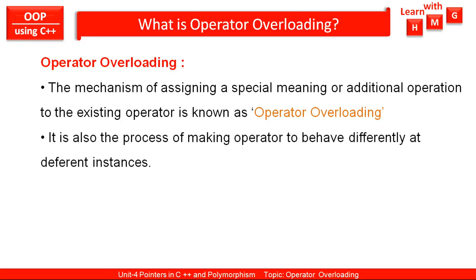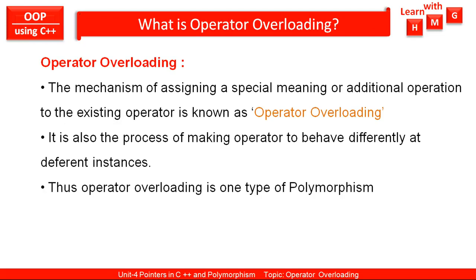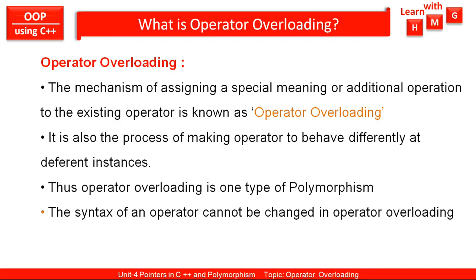It is also the process of making an operator behave differently at different instances. At one instance the operator will perform one operation, at another instance it will perform operations on other operands, and like this the behavior may be different at different instances. Thus operator overloading is one type of polymorphism, that is, it behaves differently at different instances.